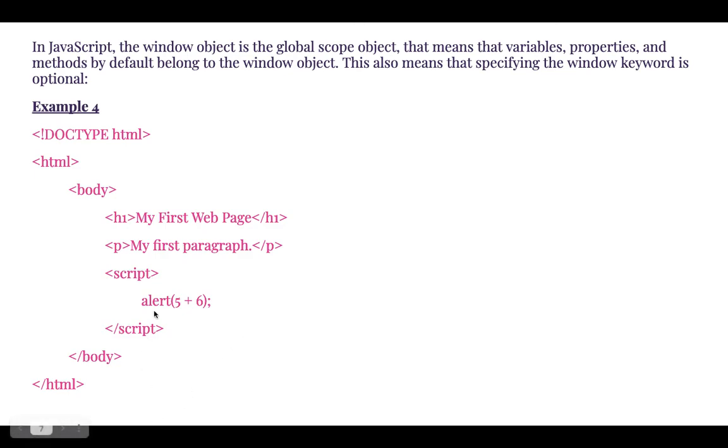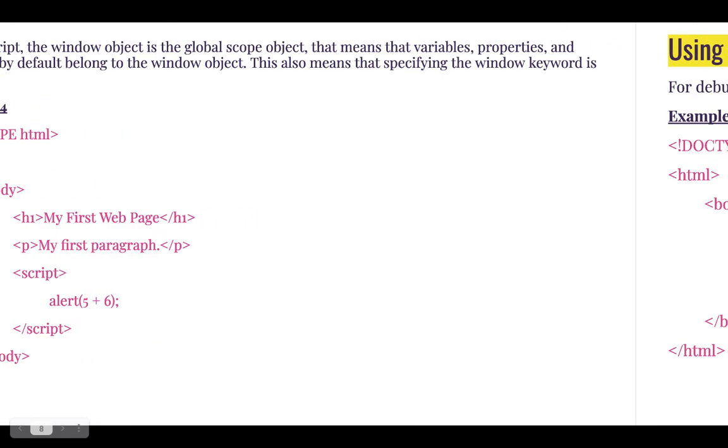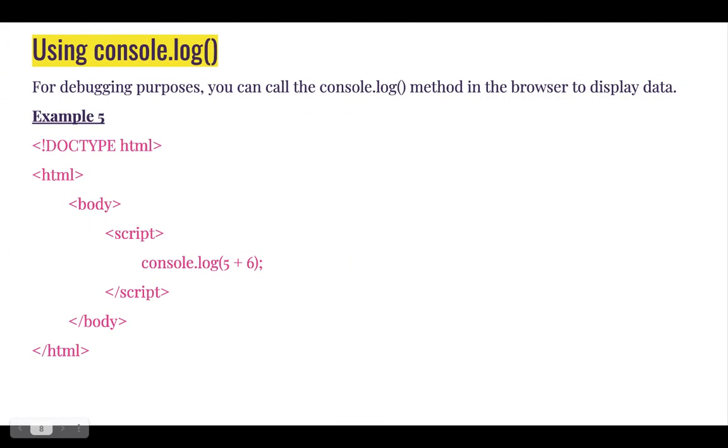So you might decide to just omit the window keyword and just say alert directly, and then the value that you want to be outputted. For debugging purposes, you can also call the console.log method in the browser to display data.